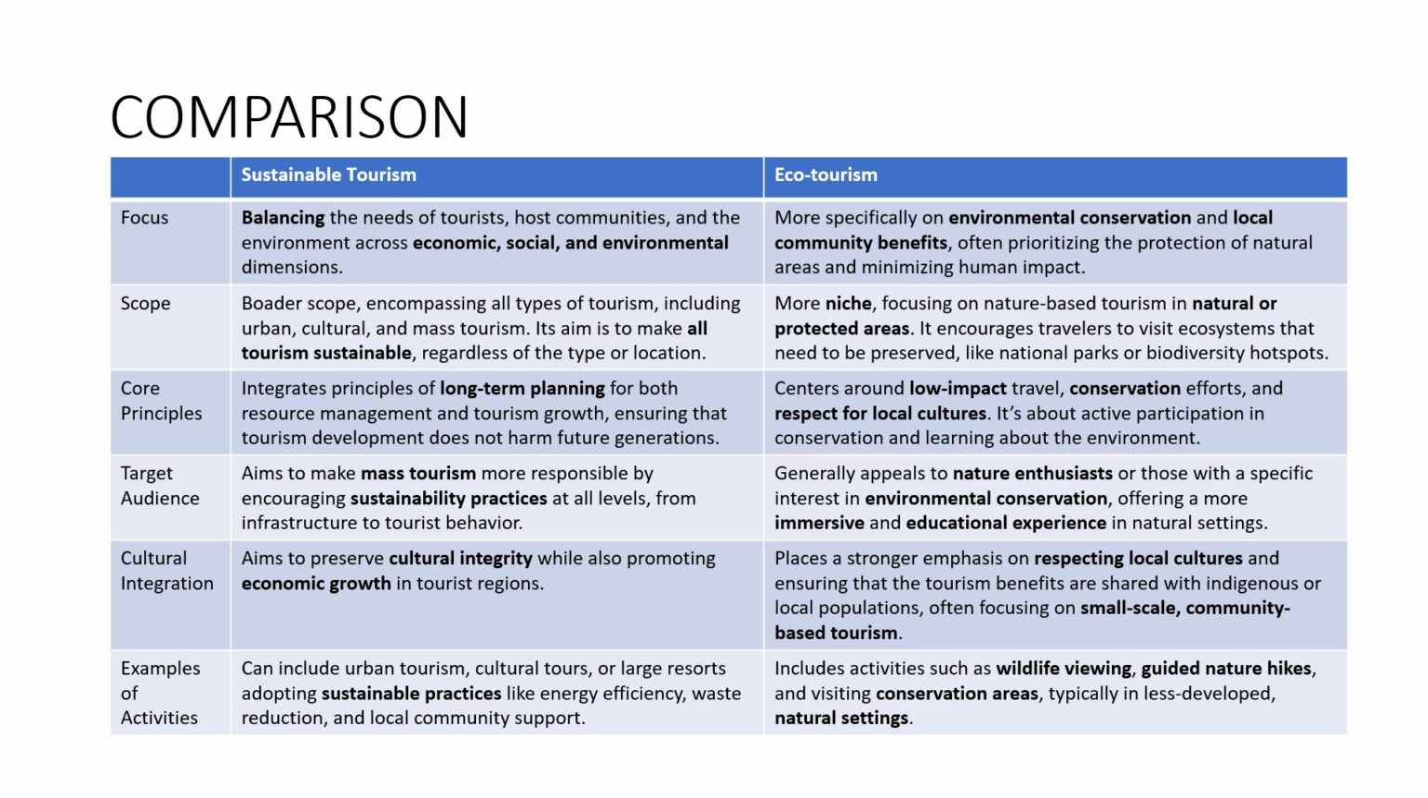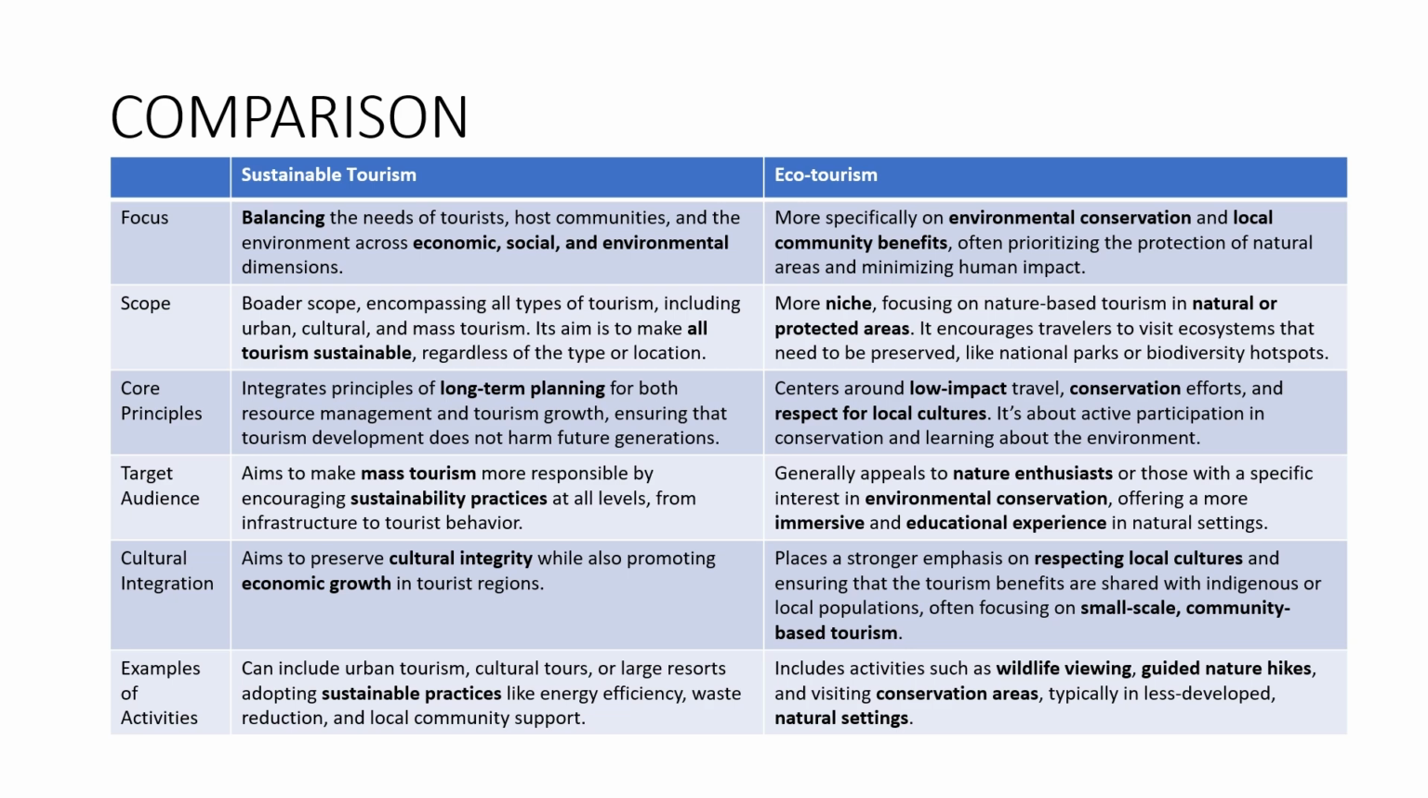The differences also lie in core principles. Sustainable tourism integrates long-term planning to manage resources and ensure future sustainability. Ecotourism is about low-impact travel, conservation, and respecting local community. The target audiences are not the same. Sustainable tourism aims at a wider audience, including both mass tourism and niche tourism. Ecotourism generally appeals to nature lovers and those interested in environmental tourism.